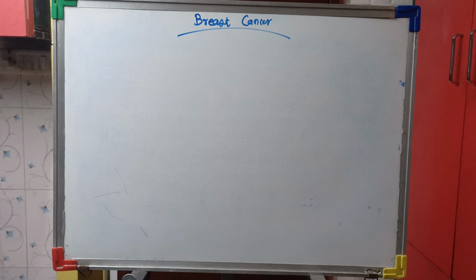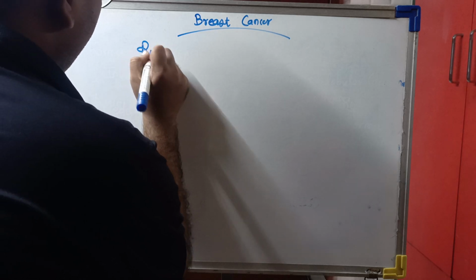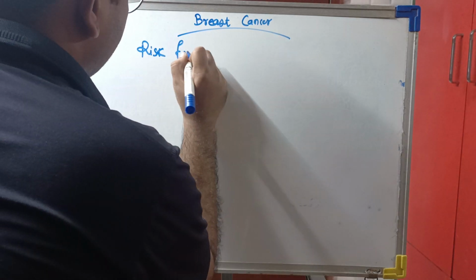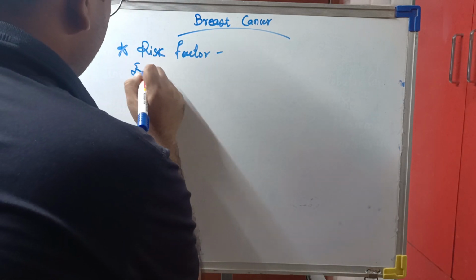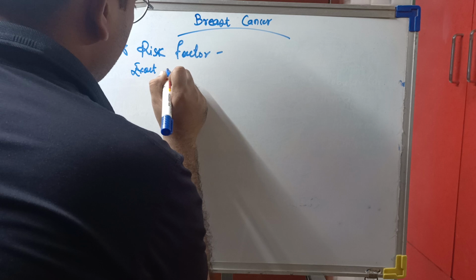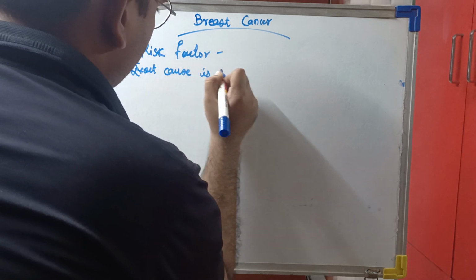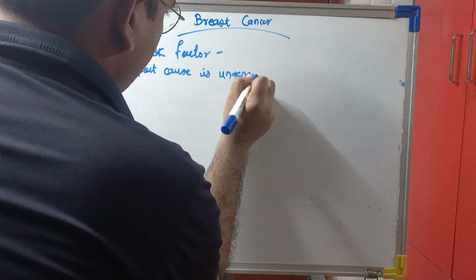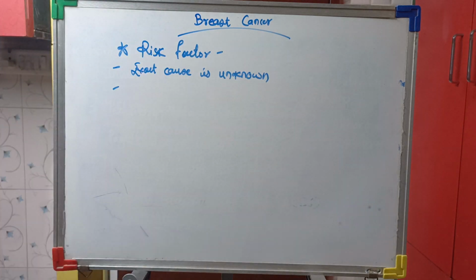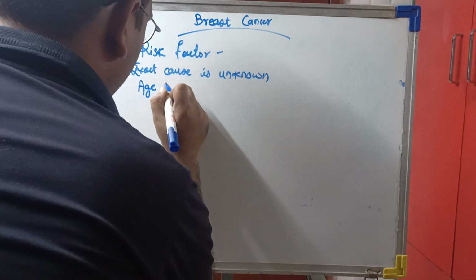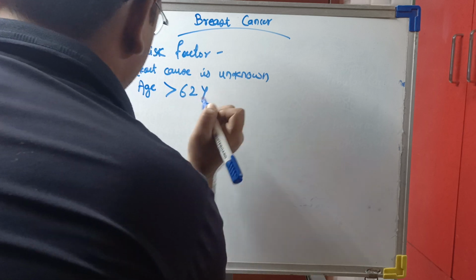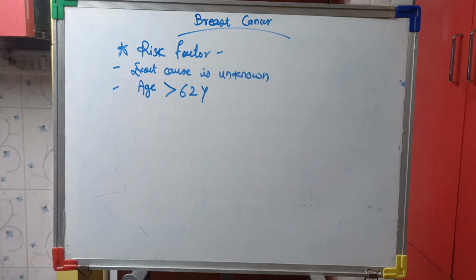Here we will now focus on the risk factors of breast cancer. The exact cause of breast cancer is unknown. But it is seen in most women over the age of 62. So a woman above 62 years of age may develop breast cancer.